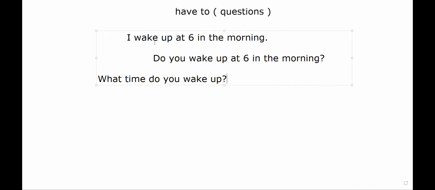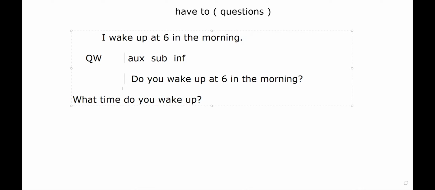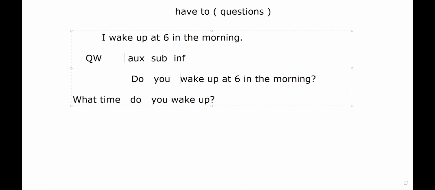If I want to write a question, I start with the question word. So this is the order of a normal question. After that, I have the auxiliary, then the subject, then the infinitive. This is the normal order of the question. Okay, so I'm going to put it in the table.